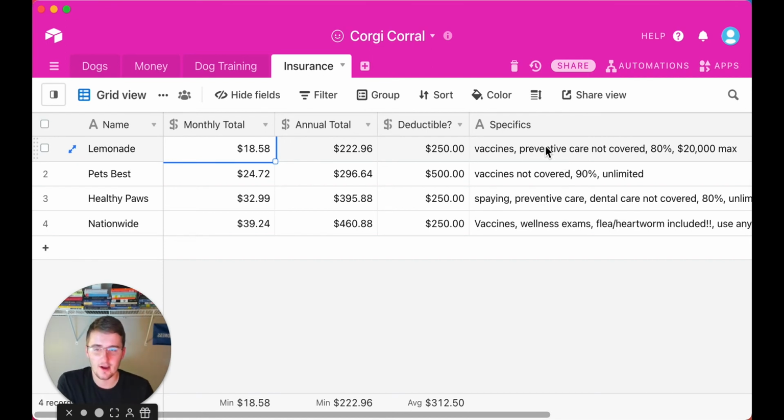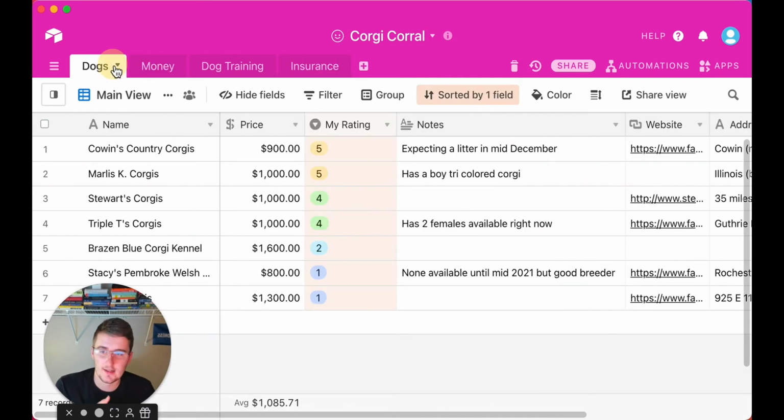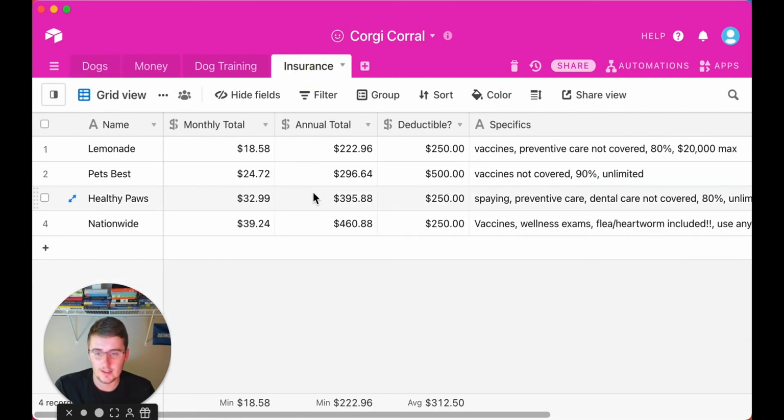This one doesn't need any automations, but it's just really good to see what all the costs are, what our options are for finding a Corgi, and what the different insurance policies are that we might be looking at. And we recommended Lemonade, so I think we're going with them if you're curious.